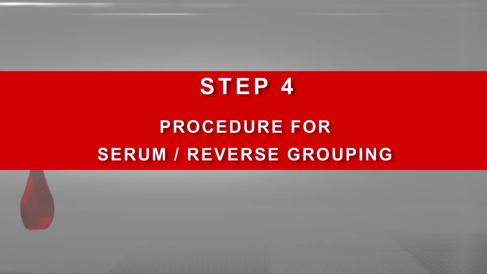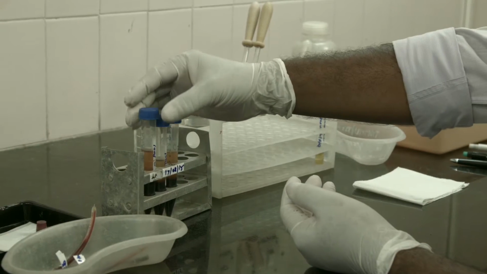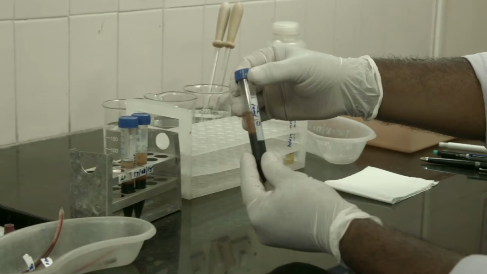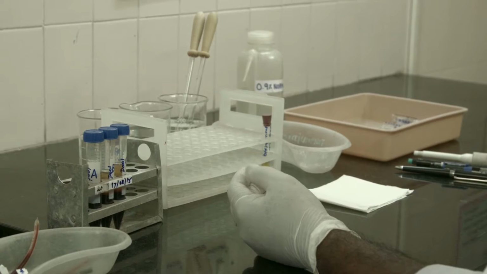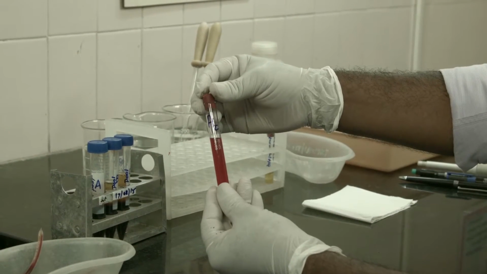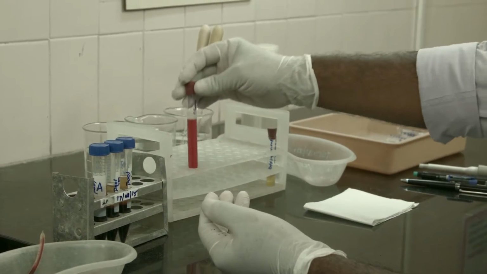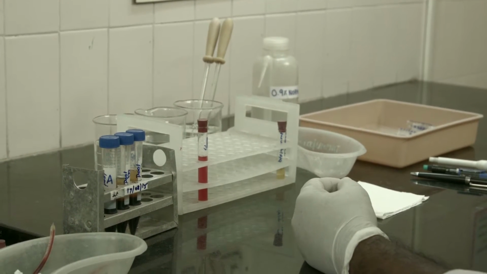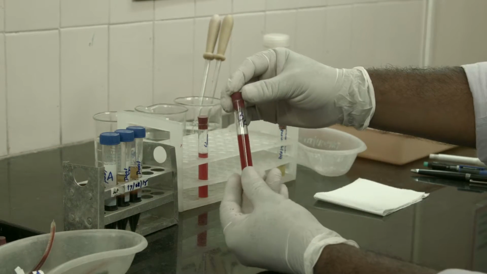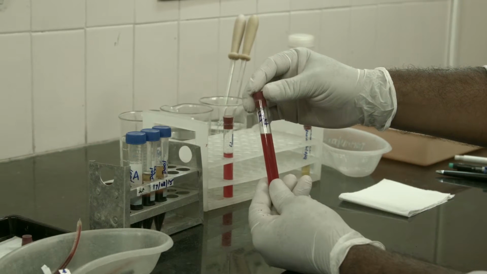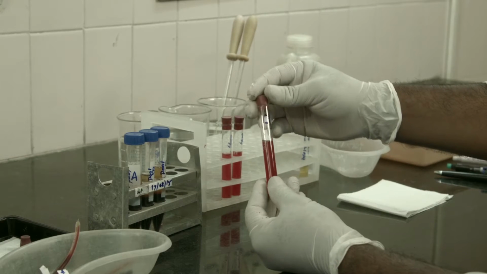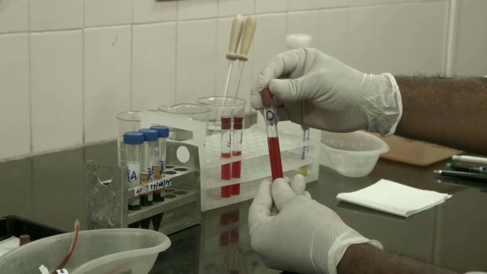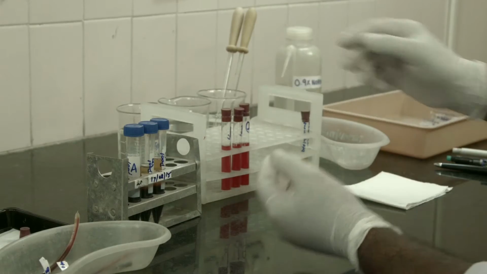Next, we will see the procedure for serum or reverse grouping. Label 3 test tubes, A cells, B cells and O cells. Make a pool of 3 to 5 known donor cells of each group in the labeled test tubes. Wash 3 times with 0.9% normal saline and make 2 to 5% cell suspension for each group separately. This pooled cell suspension for A, B and O groups should be prepared daily.